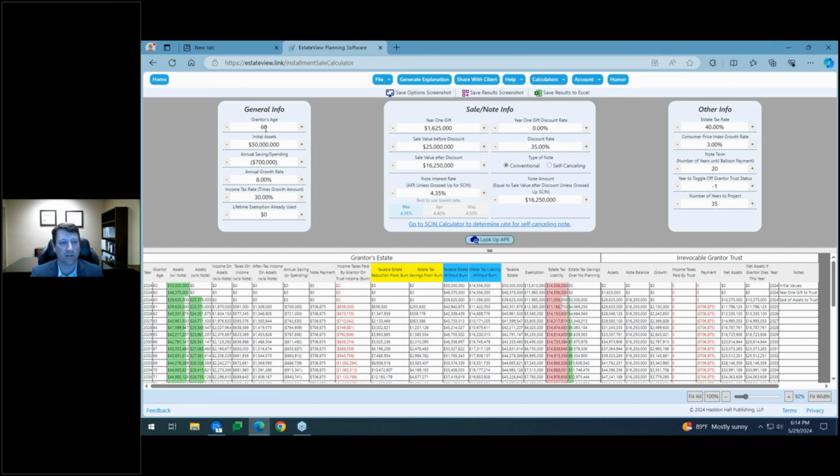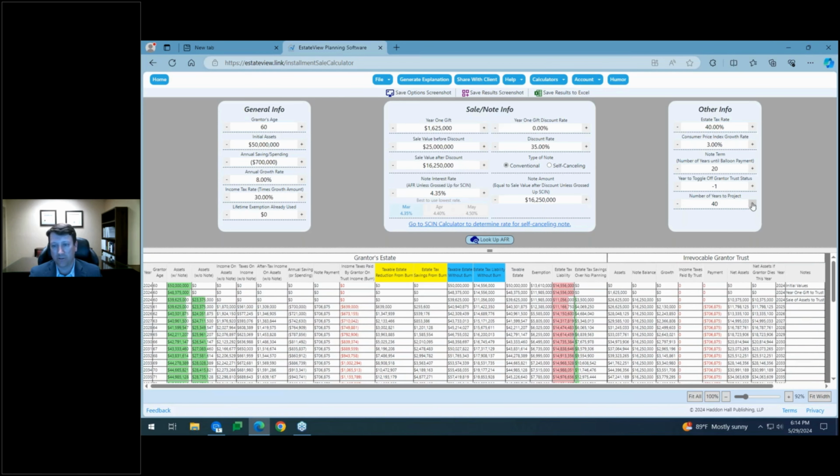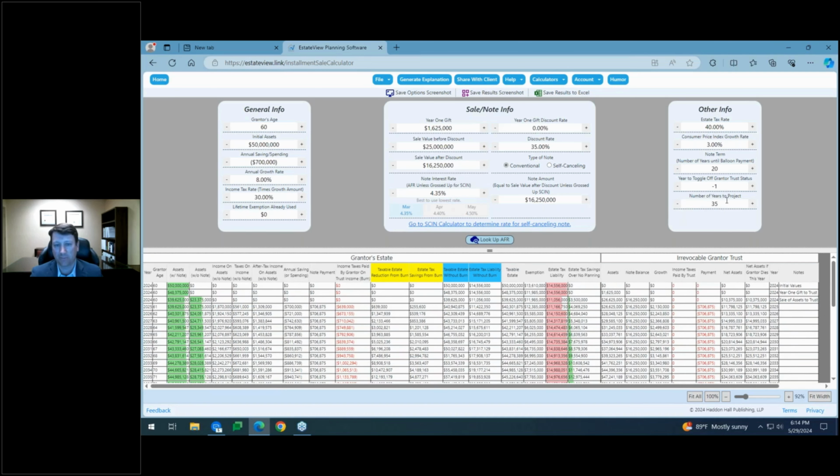Well, if this 60-year-old, we're going to project out to age 95. If they want to go out to age 100, we can do that by showing another 5 years there as well. Whatever you prefer to illustrate to the client, you can project any number of years. Our sell and note info.